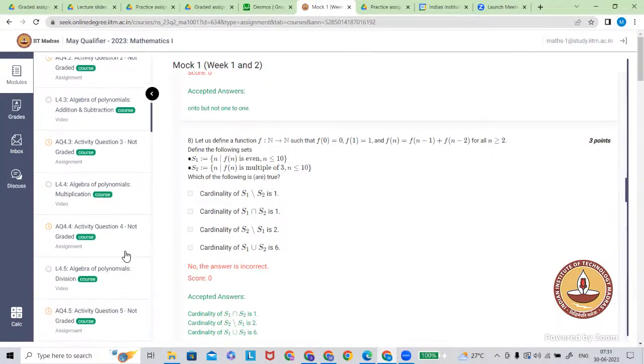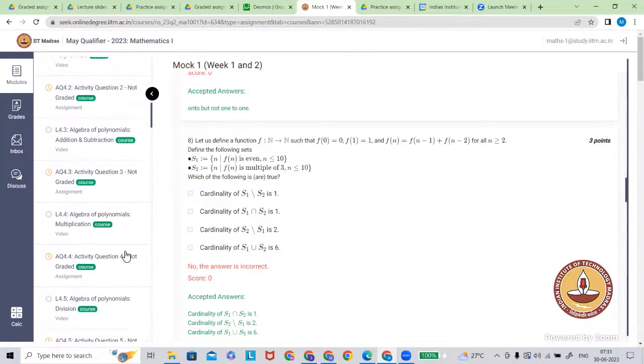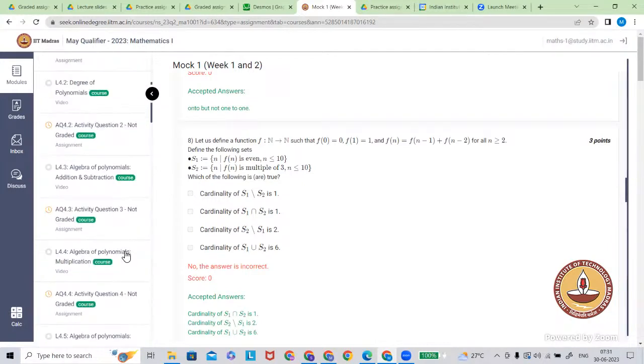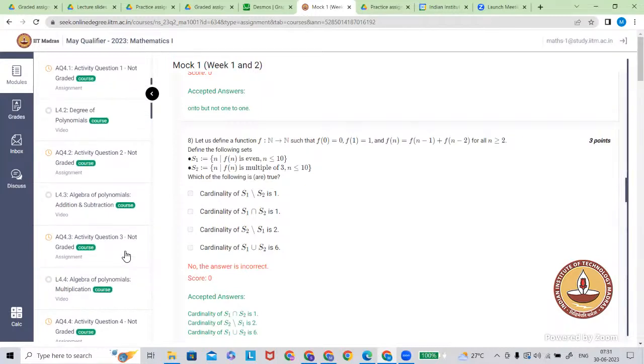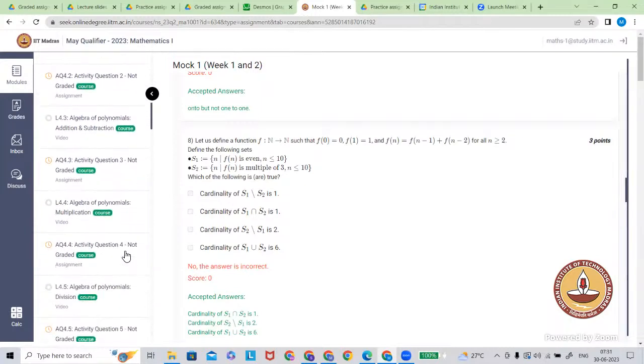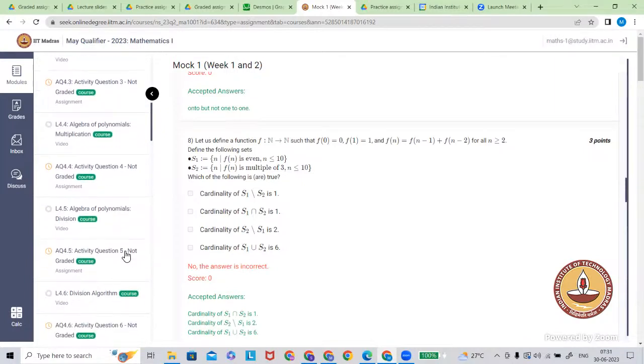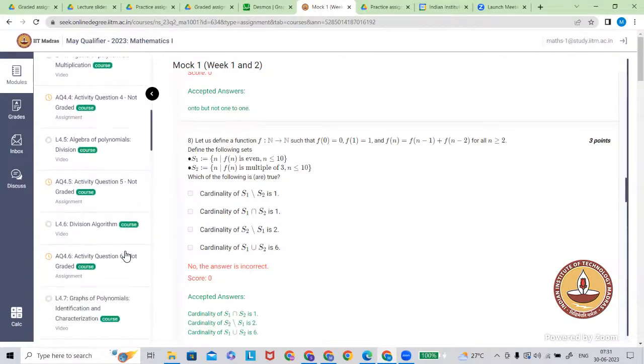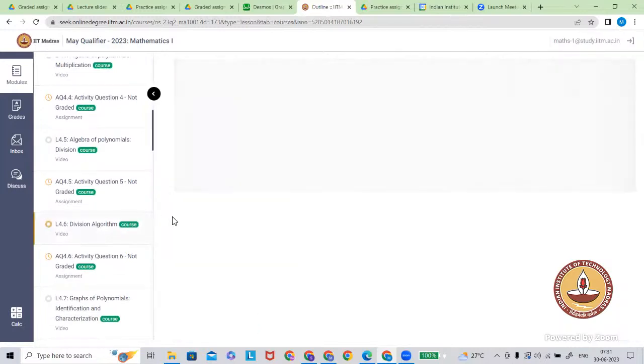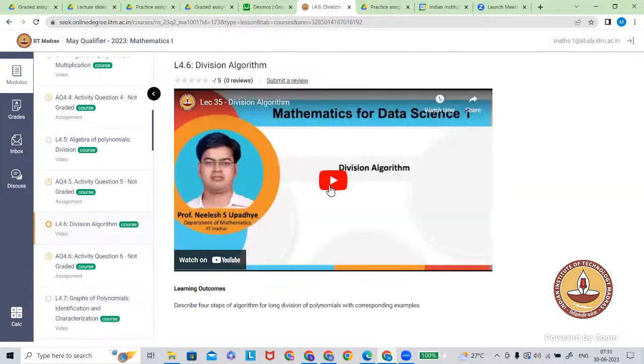Multiplication and addition we also did, and what a polynomial is, we spent time and discussed that. The degree of a polynomial we have discussed. What is the degree of a polynomial, how you add and subtract two polynomials, how we do multiplication, and even the division we discussed. The division algorithm is in this section. So let me open it once.